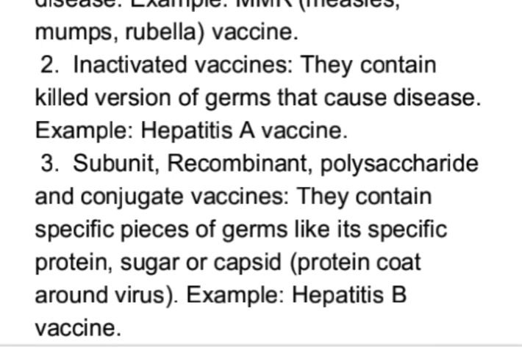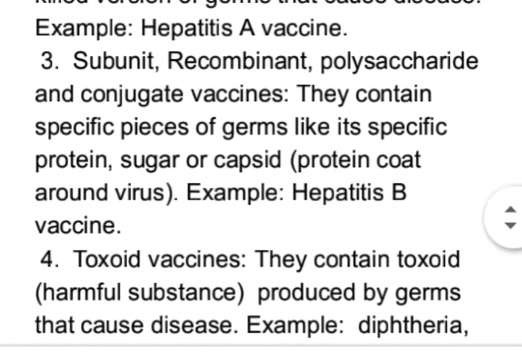Second is the inactivated vaccine. These contain the killed version of germs. Meaning germs are killed and these are packed in the vaccine. The example is the hepatitis A vaccine.